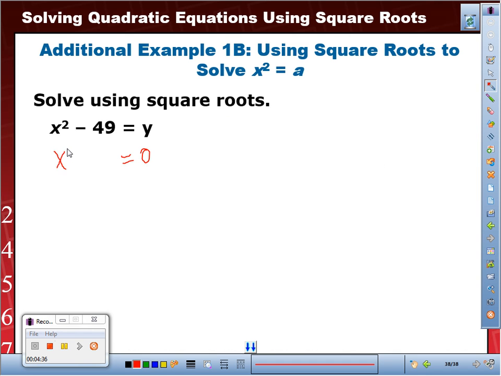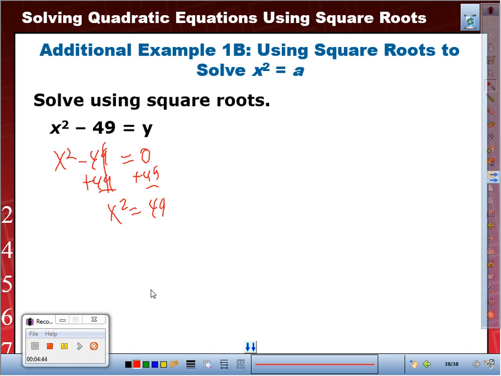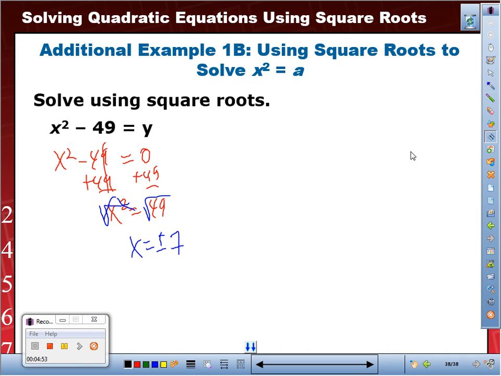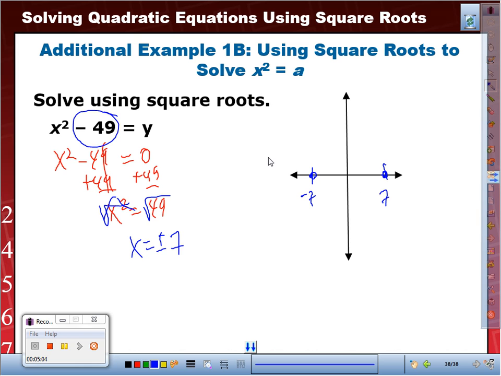Substitute 0 for y. This became x squared minus 49 equals 0, plus 49 plus 49. x squared equals 49. Hands up if you did up to right there. Okay, from there we take the square root. x equals plus or minus 7. Therefore, our graph should have roots at negative 7 and 7. My y-intercept is what? Negative 49. Therefore, my parabola should look something like that. Hands up if you got that. That is correct. Copy this next one, please.